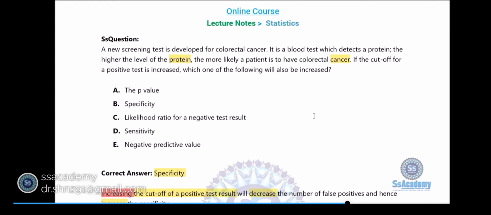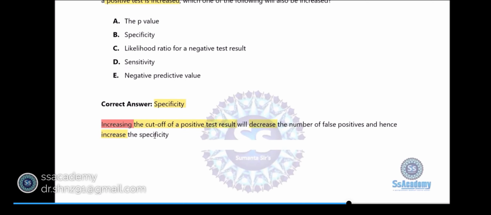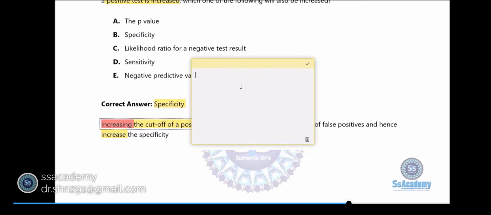So now here are the important things. The question said that if the cutoff for a positive test is increased, which one of the following will be increased? The cutoff for a positive test is increased, and this increases the specificity, the single word. So cutoff increase equals specificity increase. Box, my dear.